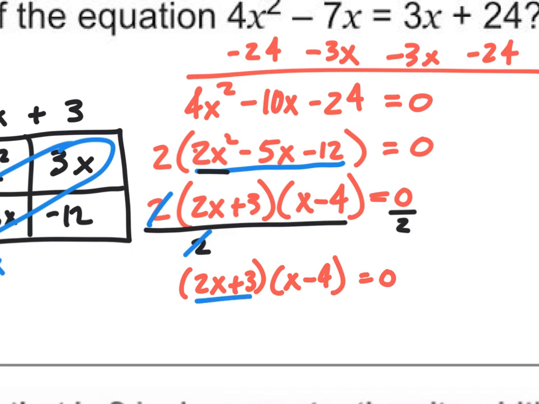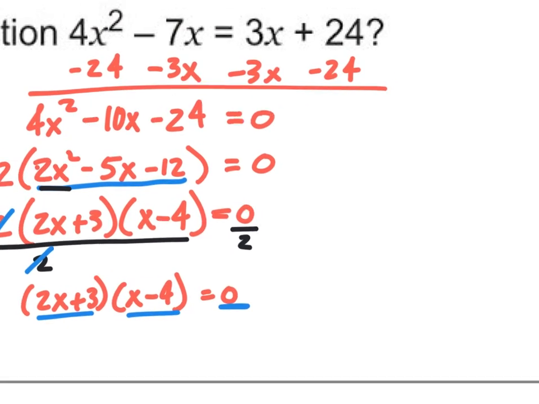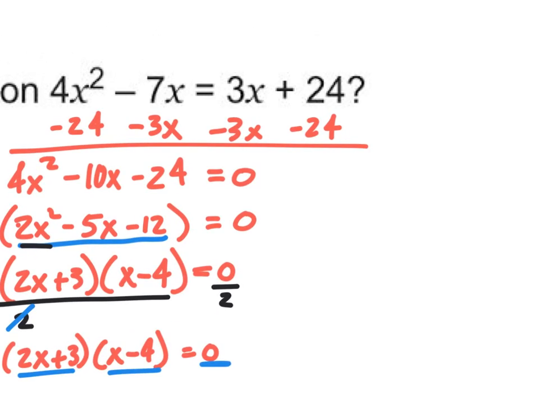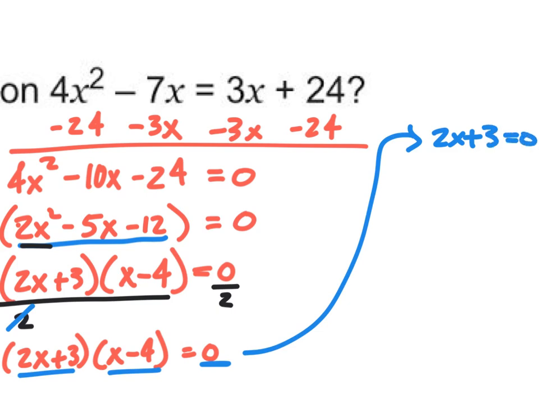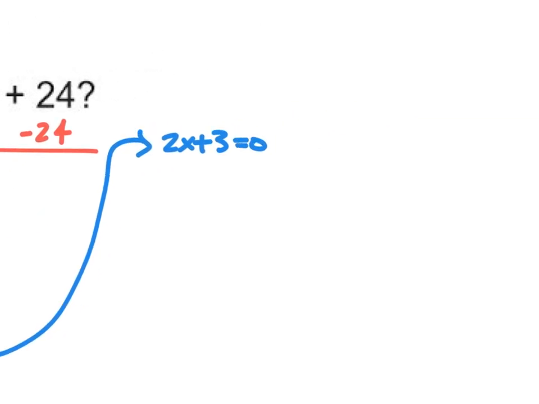Now I need to set each of these factors equal to 0. So what I'm going to do is make a line and draw it up here. I'm going to do 2x plus 3, set that equal to 0, and then x minus 4, set that equal to 0.